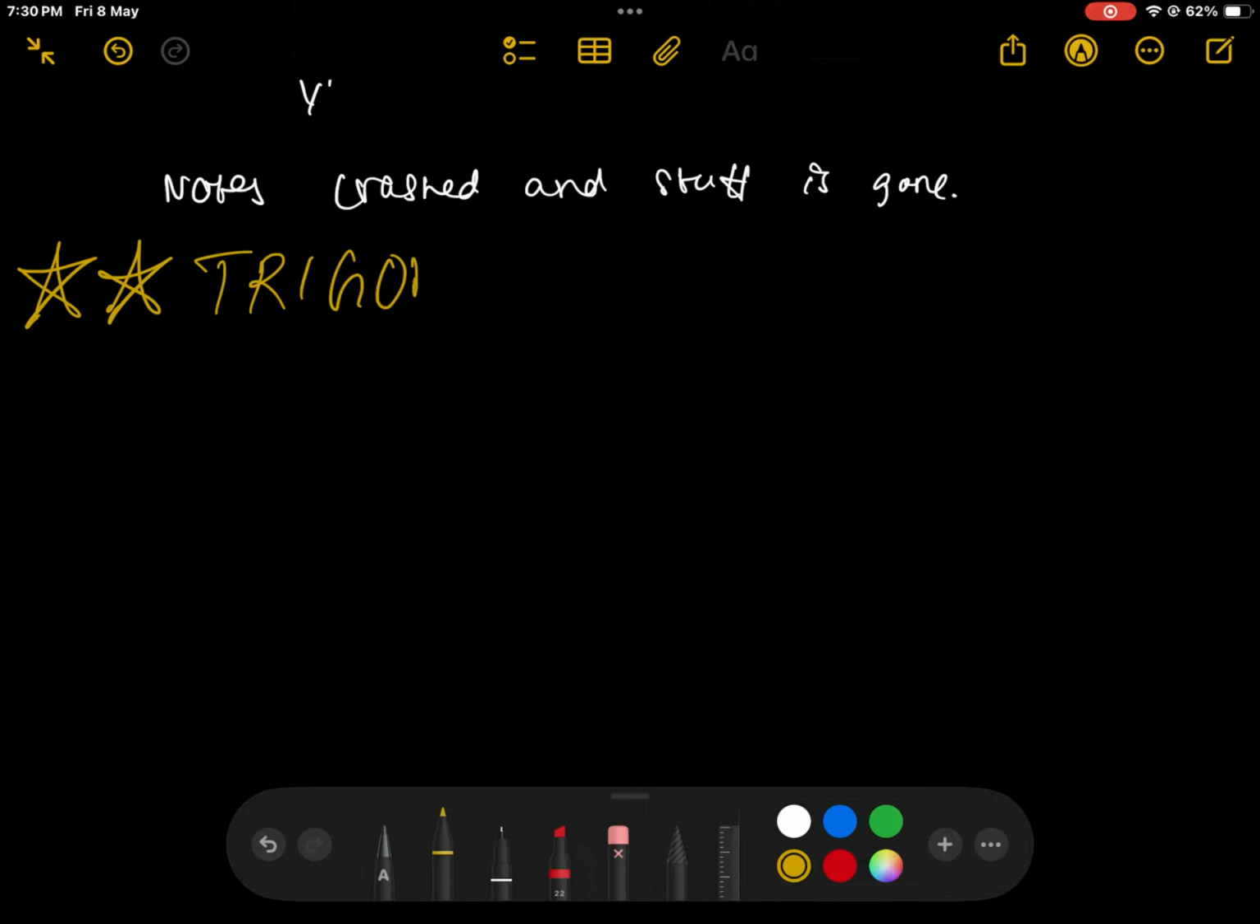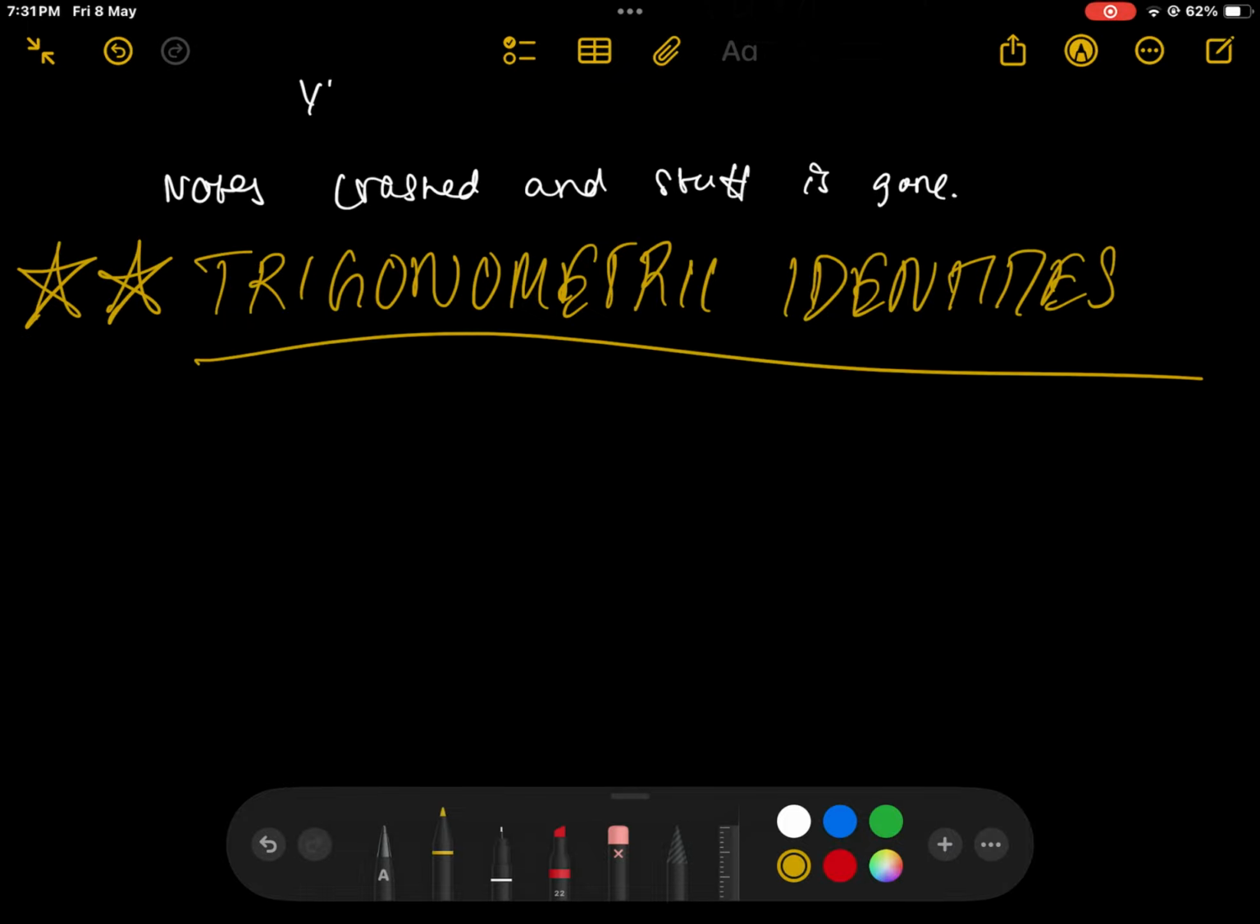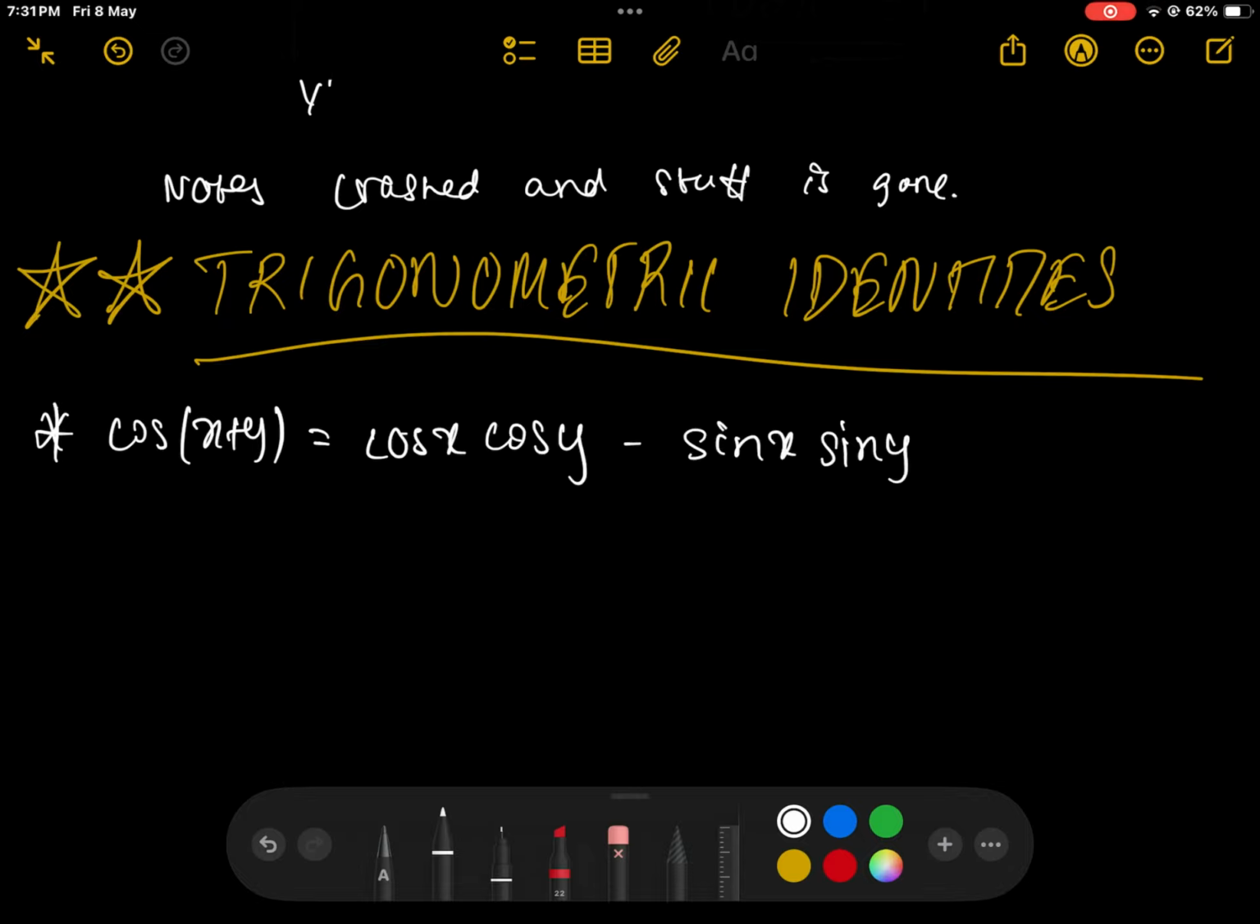Oh, double star, yellow font, trigonometric identities time, baby. Now these are weird. This is the 11th trigonometric identity. So first thing, quite simple: cos of x plus y equals cos x cos y minus sin x sin y.